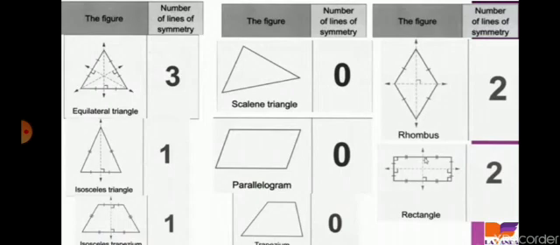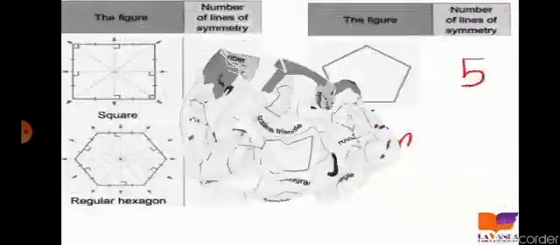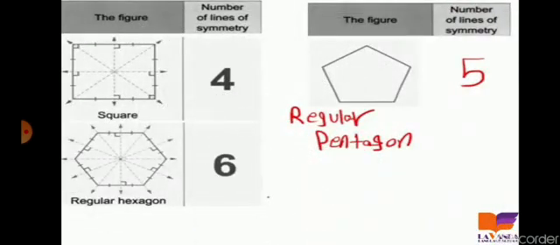Any isosceles, 1. Any R, 2. R for rhombus and R for rectangle. Any R, 2. Equilateral, 3. Again, scalene triangle. Square, 4. Pentagon, 5, regular pentagon.